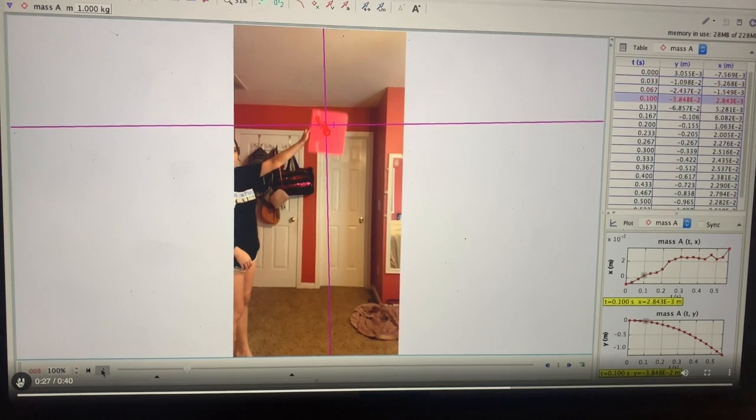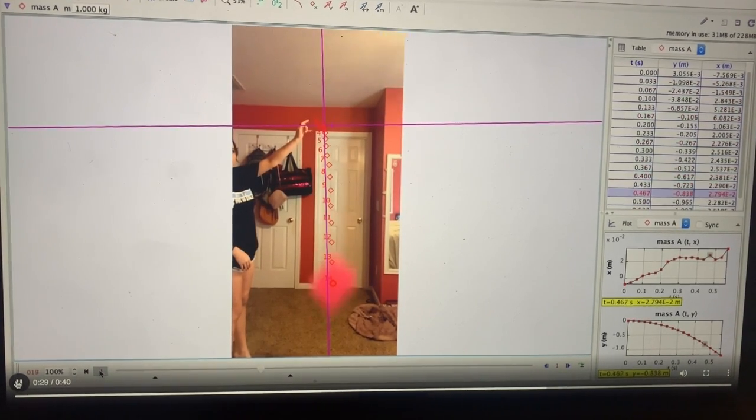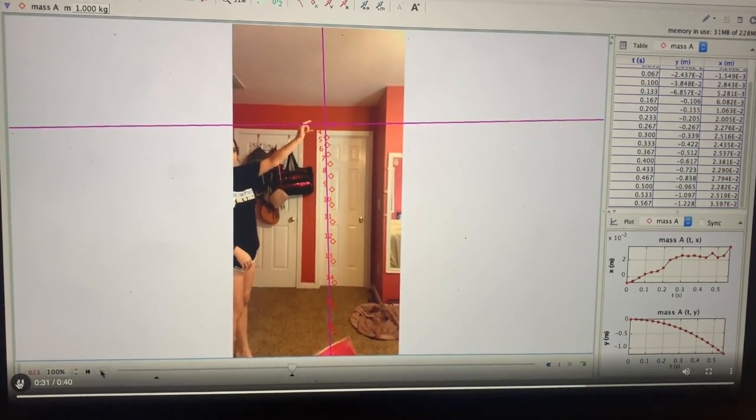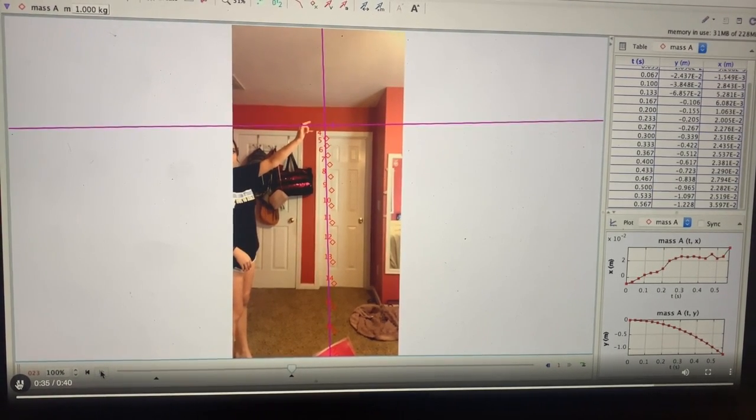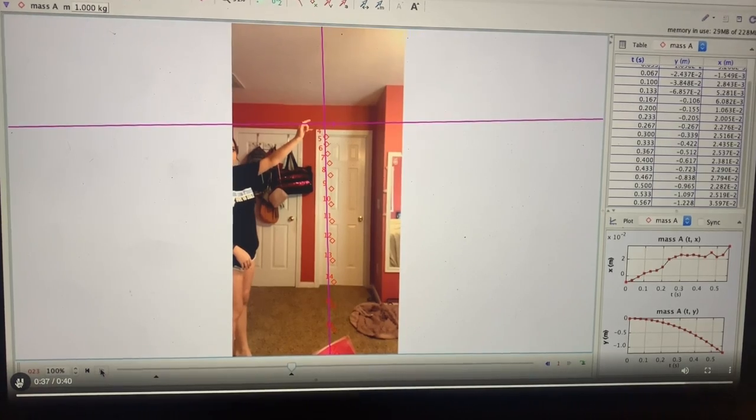Also, it is important to provide Tracker with the length of my chosen object, so there is a reference for the distance traveled. I chose a notebook as my object with a mass of 0.21 kilograms and a length of 0.25 meters.